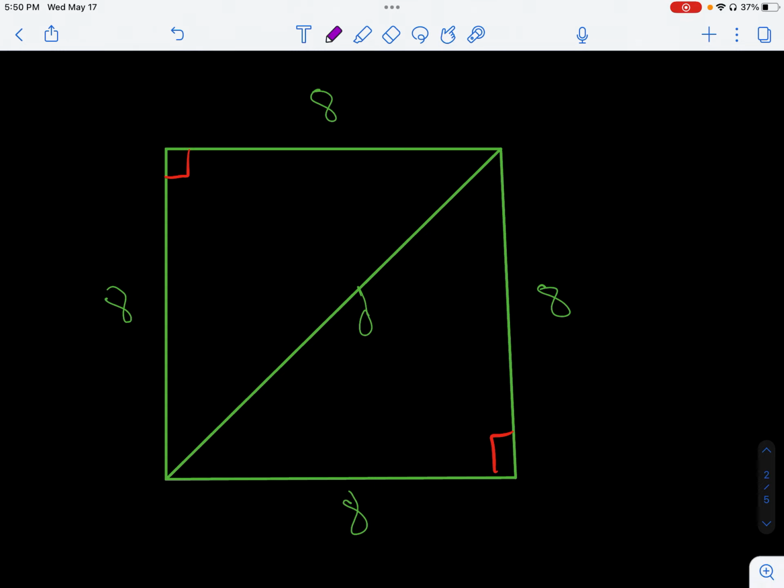Here we have a square cut by a diagonal. Because the sides of our triangles are the same, we know the angles are the same from an isosceles triangle. Since we already have a 90, these are the same. There's only 90 left, so they have to be 45. So D is going to equal 8 radical 2.